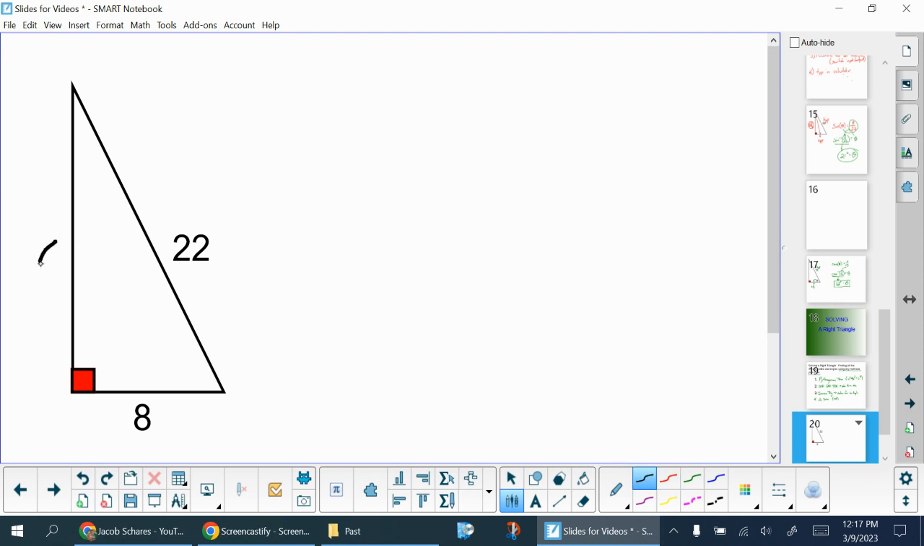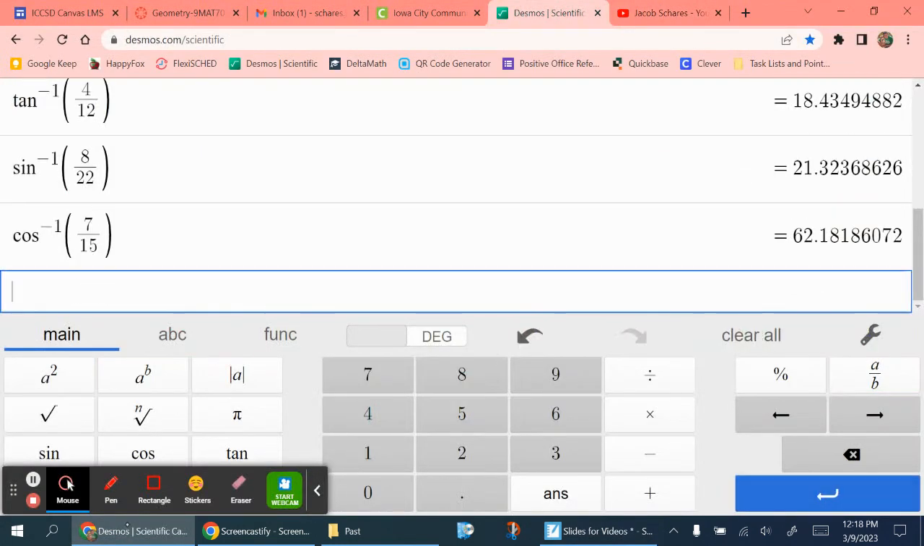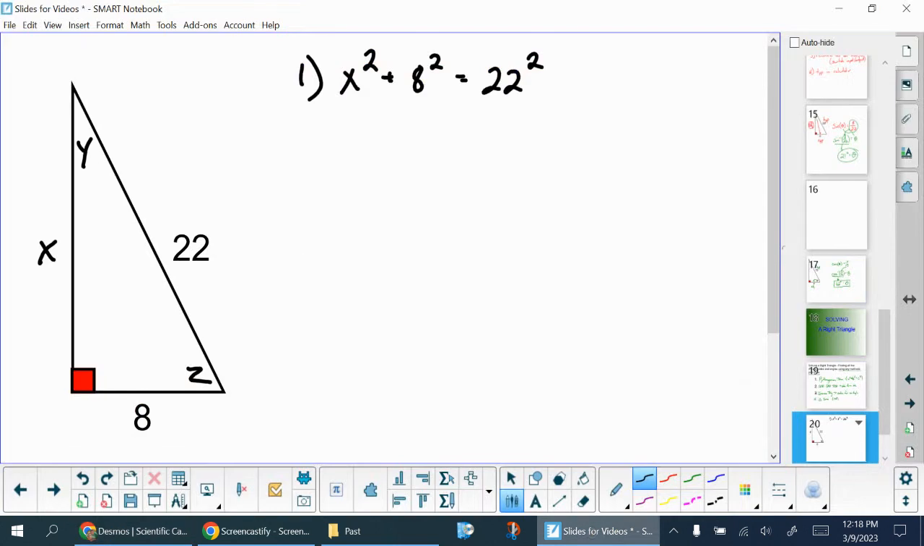First thing I'm going to go ahead and do is just put variables in. I'm going to put x, y, z. And we can find really any of these that we want first. In this case, since I have two sides, I might just go ahead and say, well, let's find that last side and use our Pythagorean theorem. So I would know that in this case, x squared plus 8 squared has to equal 22 squared. I will grab my calculator here. And let's see what 22 squared is. 484. So x squared plus 64 equals 484.